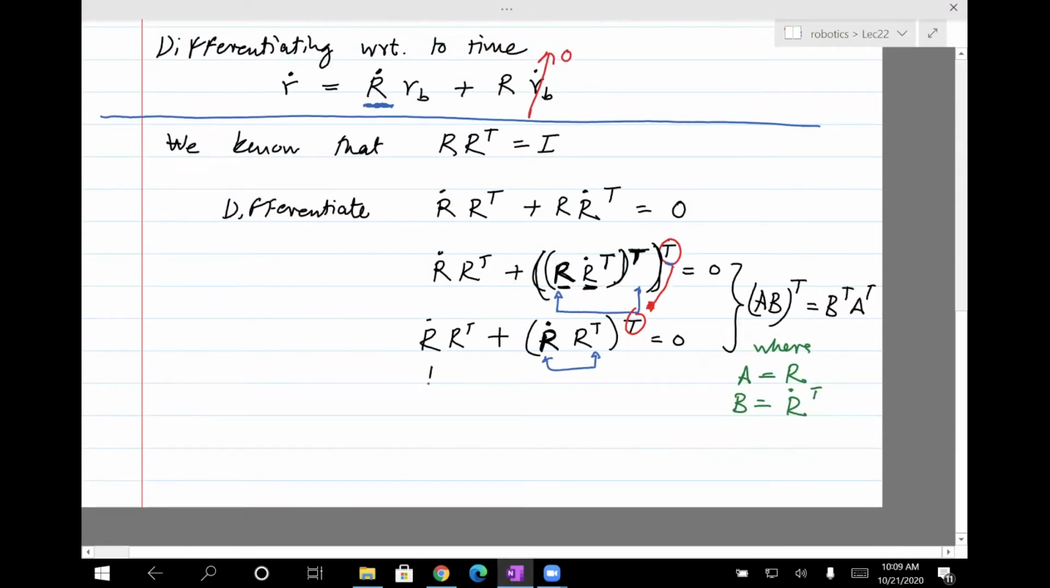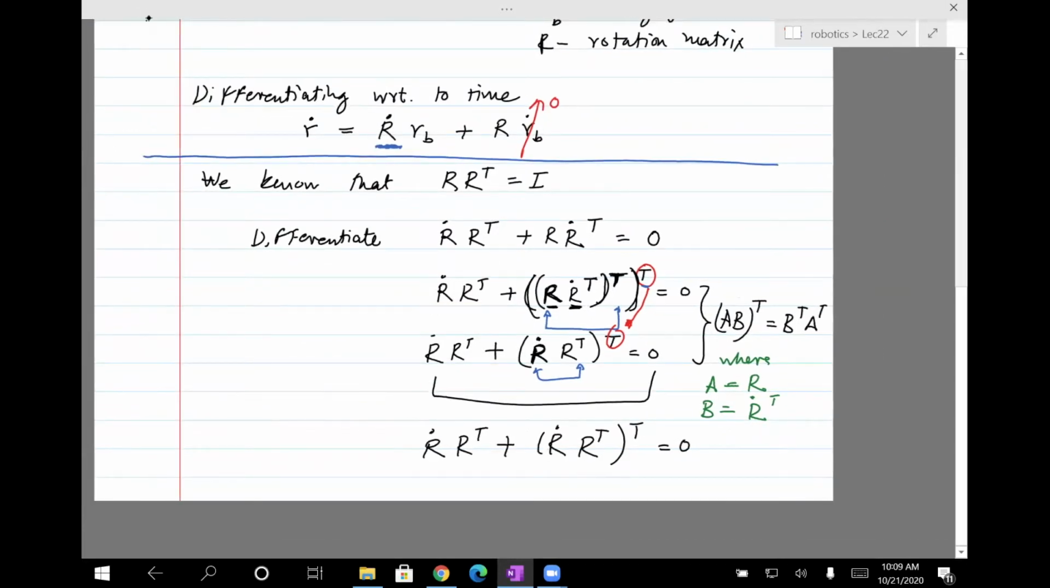Let me rewrite this whole expression again. What I have is R dot R transpose plus R dot R transpose, times transpose, equals 0. Now, if you look at this expression, it looks a lot similar to what I wrote down some time back, which is S of A plus S transpose of A equals 0, right? Where S is this term, that's S, and this is S of A.